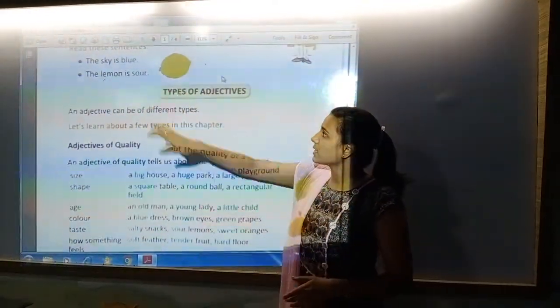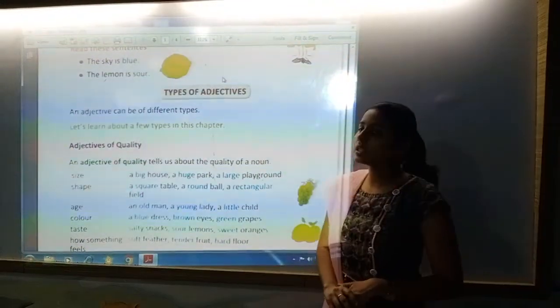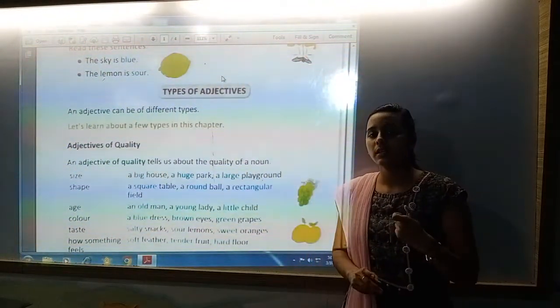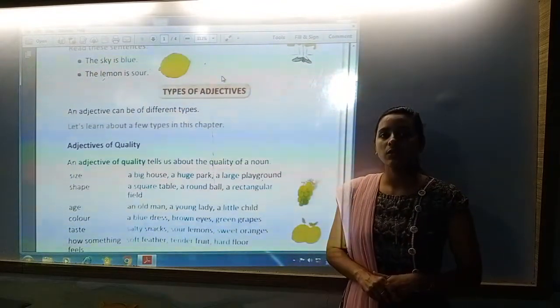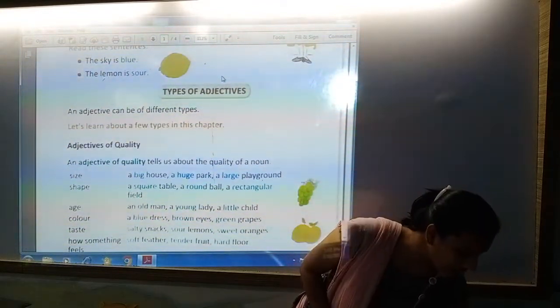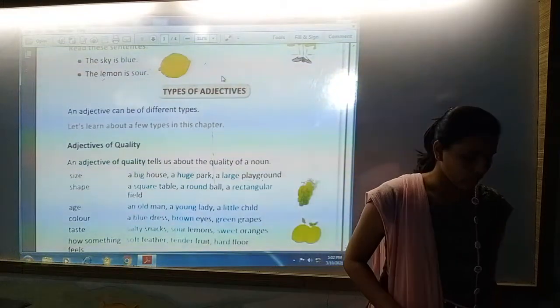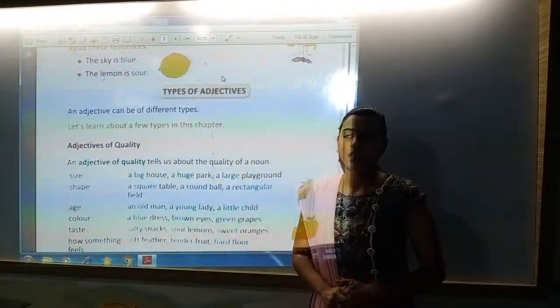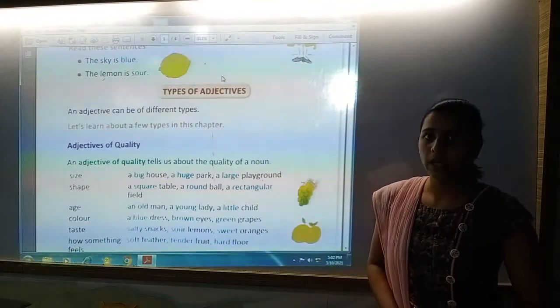The sky is blue. The lemon is sour. What is blue? Sky. So sky is noun. And how is the sky? It is blue. So blue is the describing word of sky. Blue is the adjective of sky.